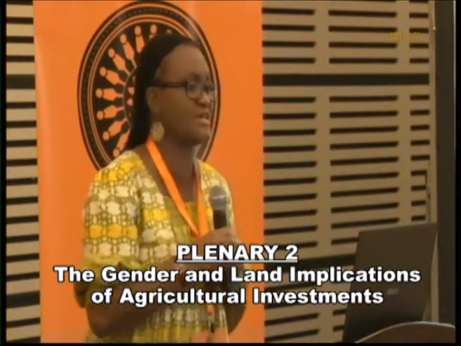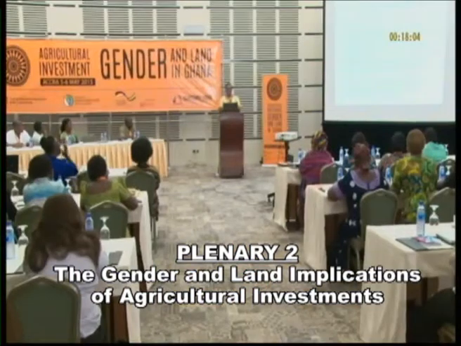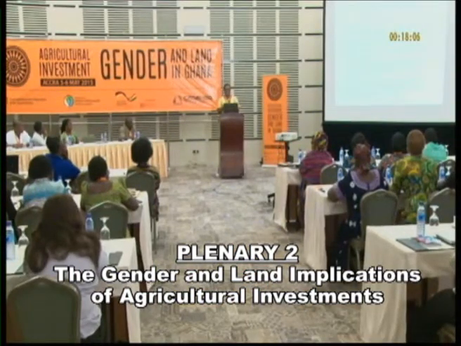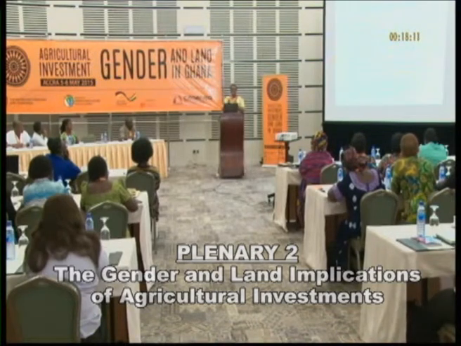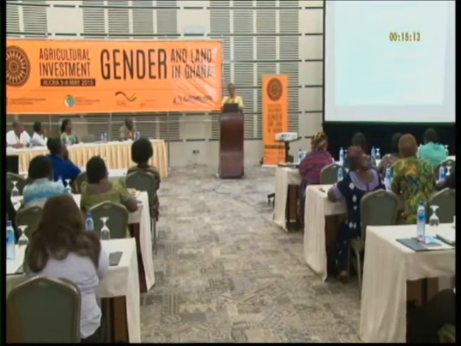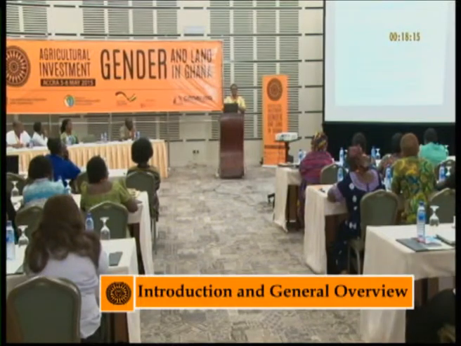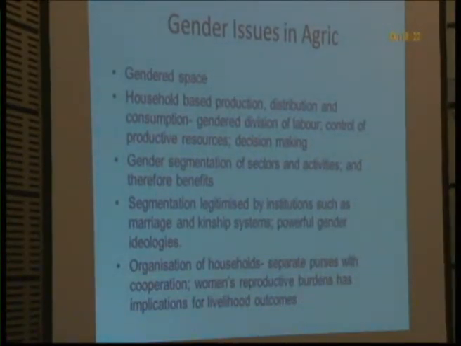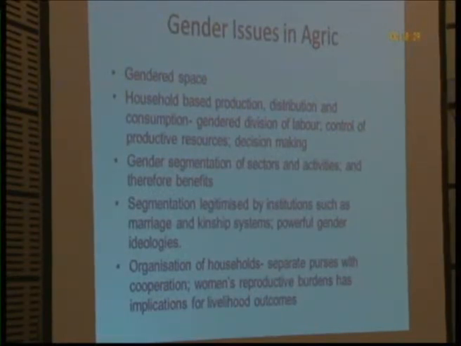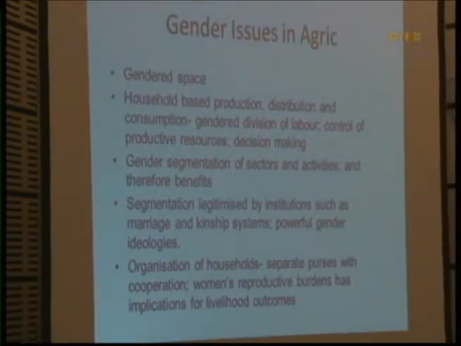One, we all know agriculture is a gender space. Household production is, and also distribution and consumption takes place within this household. There's a gender division of labor, and there's a gendered control of productive resources and decision making. And there's a lot of segmentation of sectors and activities, and therefore benefits. So if you look at the so-called agricultural value chain, you see that men and women often are placed at different points and so on. And many of the more lucrative things are places where women are not normally found.